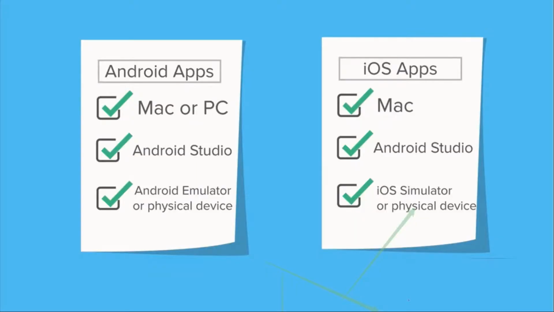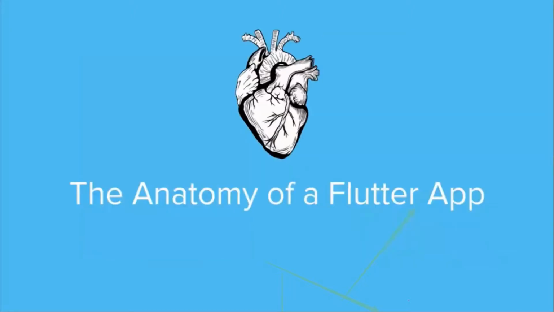So, as a summary, in order to develop Android apps with Flutter, you can use a Mac or a PC. All you need is to download Android Studio and you are going to need an Android emulator or a physical device. Well, in order to build iOS apps with Flutter, I recommend that you must have a Mac that you can work with. And again, we are going to be using Android Studio and you'll need an iOS simulator or a physical device to be able to test your apps.